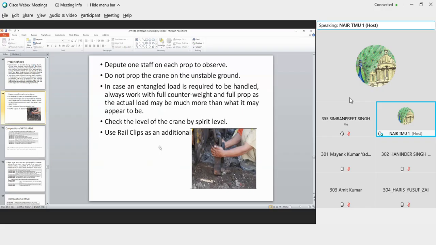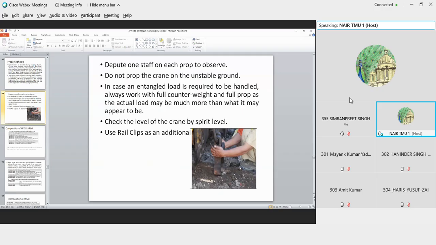So if a 140-ton crane has come onto the site and you have propped the crane completely, while lifting, what will happen? There would be some designated crane staff who would be told that you have to see whether the crane is level all the time, the prop is not sinking, and there is something called a rail clip, which is also attached with the track.